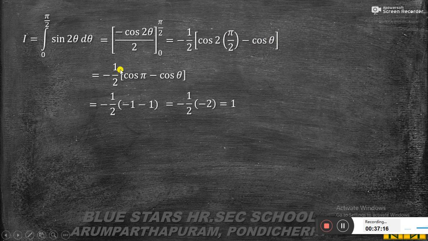Next, minus 1 by 2, the 2 cancelled, cos pi minus cos 0. In the next step, minus 1 by 2, cos pi means minus 1, cos 0 means 1. So minus 1 minus 1 is minus 2. So minus 1 by 2 into minus 2, the 2 cancelled, so plus 1. Therefore I equals 1. This is our answer. So our given integral equals 1.